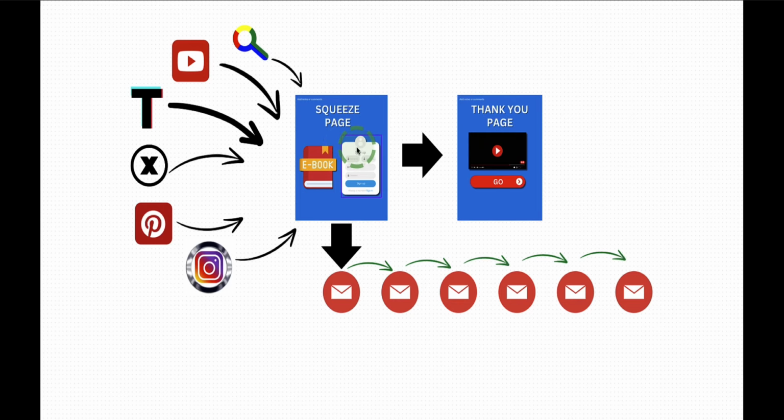On your squeeze page, you're going to offer your prospective leads some kind of ethical bribe in order to join your email list. Something like an ebook or a checklist or a cheat sheet or a free video makes a great lead magnet. Then once the person opts in, they'll be redirected to page number 2, which is a thank you page.